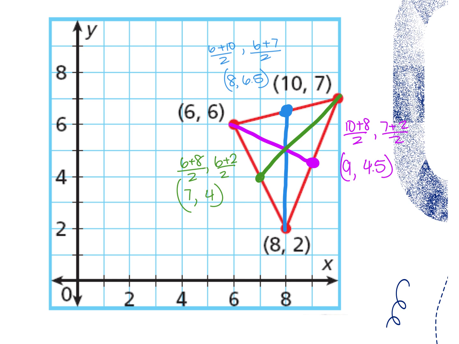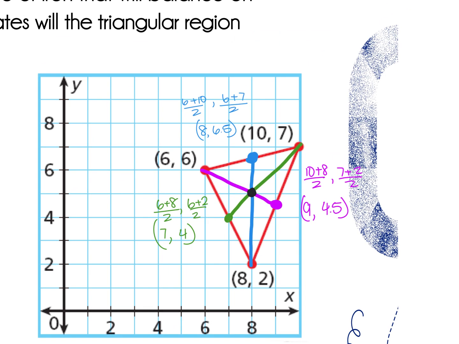So if I'm looking at this graph, my centroid is right in the center. So my points for my centroid, I'm going to go ahead and write them right here, is going to be 8, 5. Those are my coordinates.